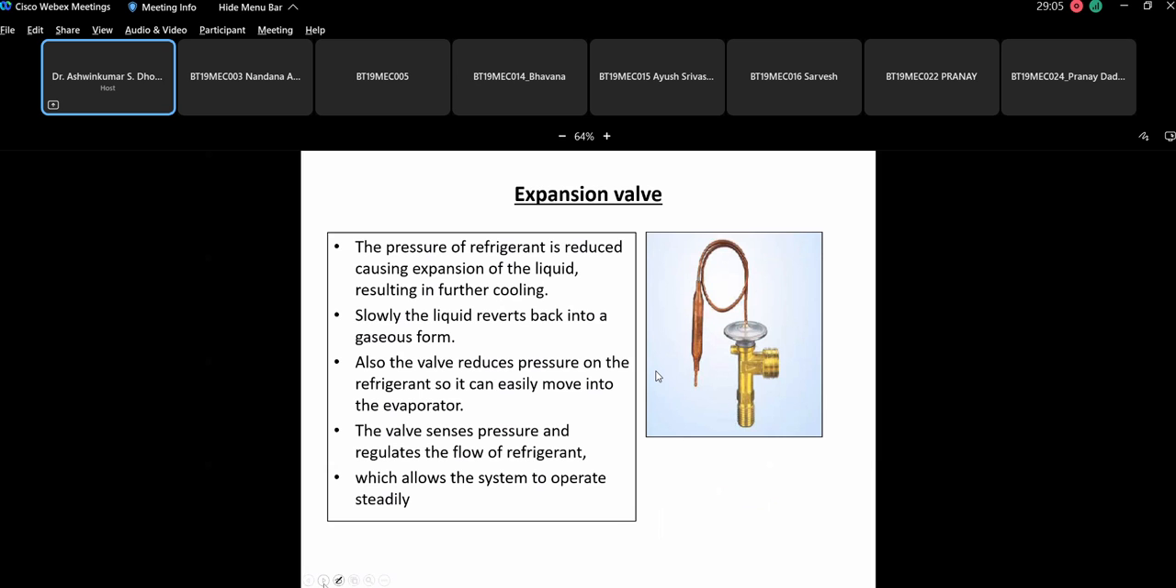So what is next? Then the expansion valve. The pressure of refrigerant is reduced, causing expansion of the liquid, resulting in further cooling. So this is the expansion valve which is shown, which reduces the pressure from 1200 kilopascal to 200 kilopascal. The valve senses pressure and regulates the flow of the refrigerant, which allows the system to operate steadily. Also, the valve reduces pressure, so that, as I was telling you, the refrigerant can easily move into the evaporator.